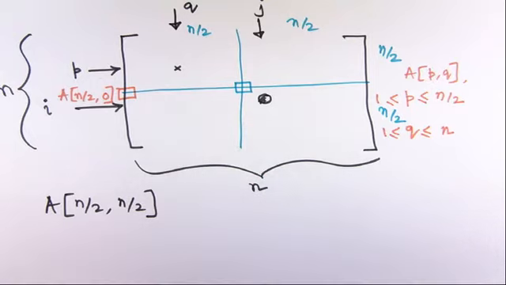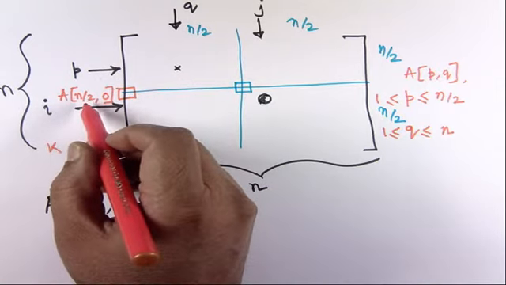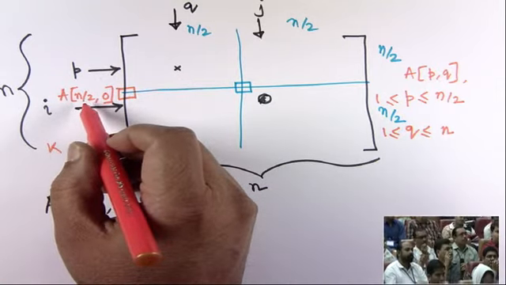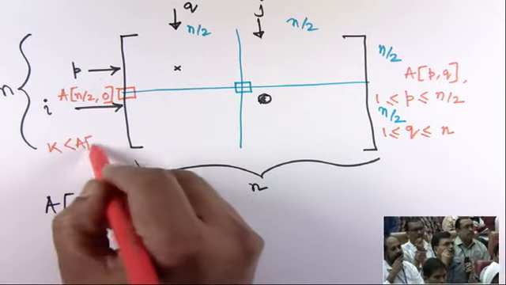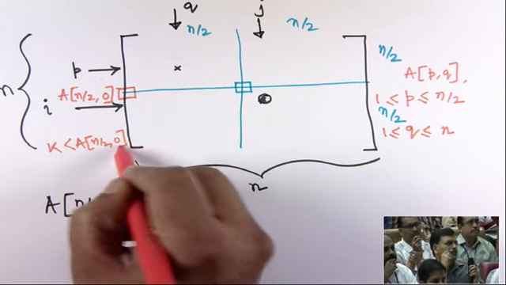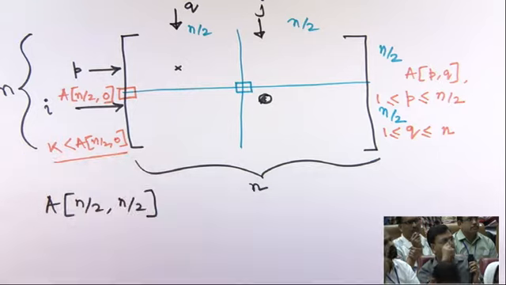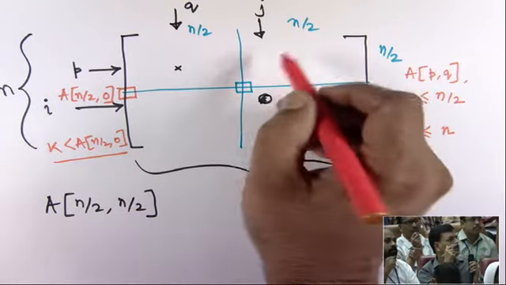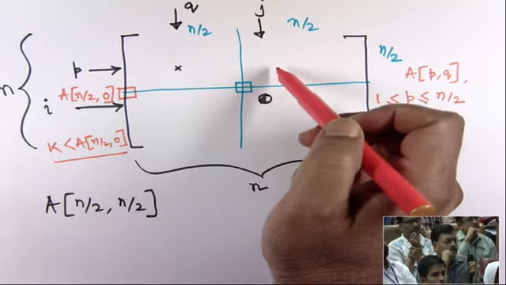So your assumption is my given K is smaller than this or greater than this? Suppose the item, the key, is smaller than this. K is smaller than A n by 2, comma 0. Yes, sir. So then for my remaining array, the last row will be n by 2 only. And with that your assertion is that you will find it only in the upper half. Yes, sir.